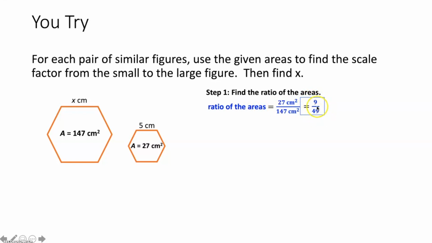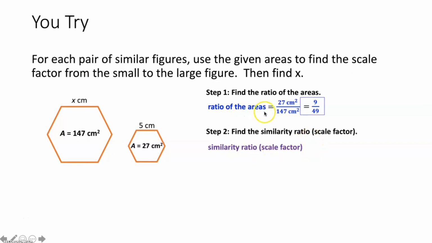Next, we can use that ratio of the areas in order to find the scale factor or similarity ratio. To do that, remember, if the similarity ratio or scale factor is a over b, the ratio of the areas is a squared over b squared. So to go from the ratio of the areas to the similarity ratio, we have to square root the numerator and denominator here, and we end up getting the similarity ratio or scale factor is 3 over 7.